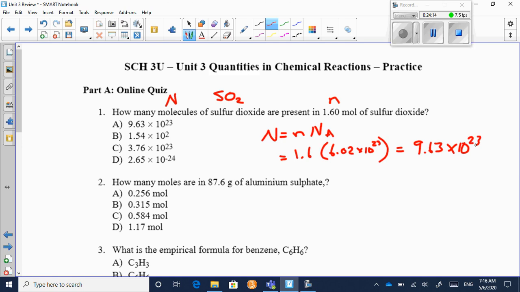Now, there was no trick to this. It just asked me for the molecules. It didn't say the number of atoms, so I don't have to change that. Oh, good. Okay, it's A.